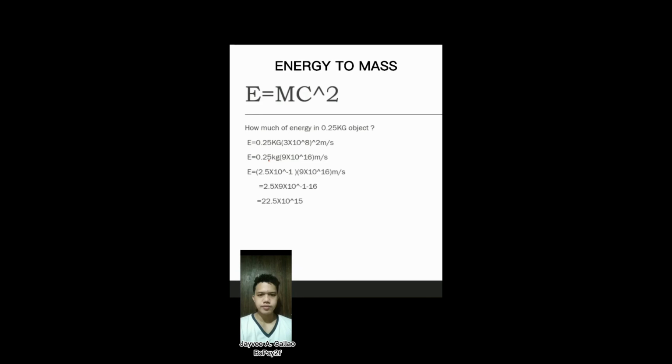But there is a rule that the first number cannot be above 10 because the value will not be correct. So just move the dot one step ahead and just plus 1 in the exponent. So we will have now 2.25 times 10 raised to the power of 15 plus 1, which is 2.25 times 10 raised to the power of 16 joules.